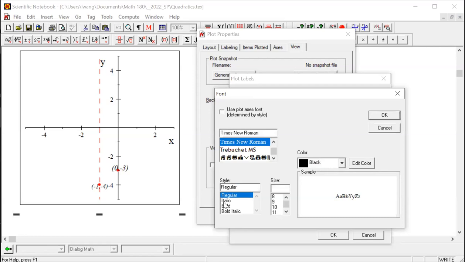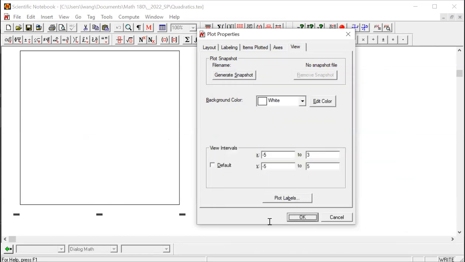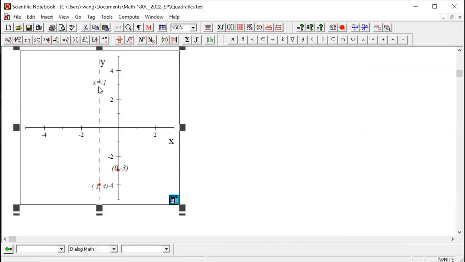If we know the line of symmetry, which is x equals -1, this vertical line, then we know that this piece of curve and the other piece of curve are symmetrical. The next thing we want to find out is the x-intercepts. So how do we find x-intercepts?